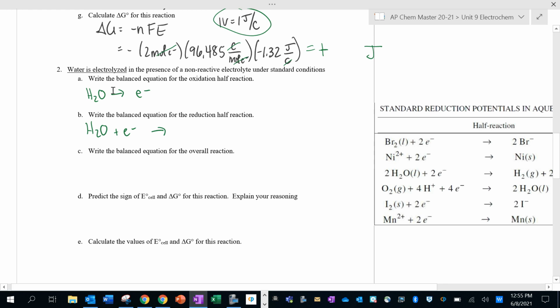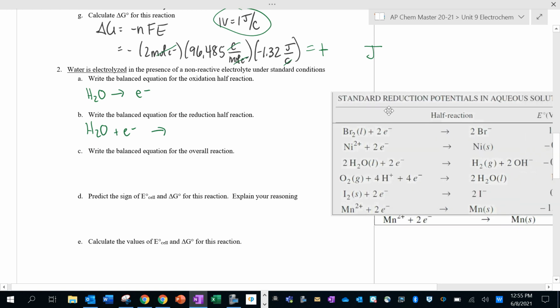Notice the way I wrote down the backbone of this reaction. If something is oxidized, that means it's giving up electrons, so the electrons are going to show up on the opposite side of the arrow. If something's being reduced, that means it's taking in electrons, so the electrons would show up on the same side of the arrow as that substance. So that's another trick to help you remember the difference between your oxidation and reduction reactions.